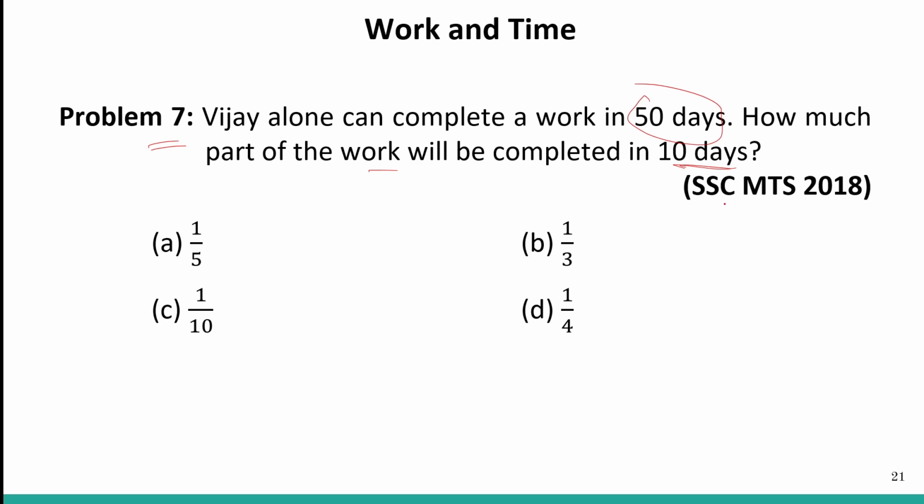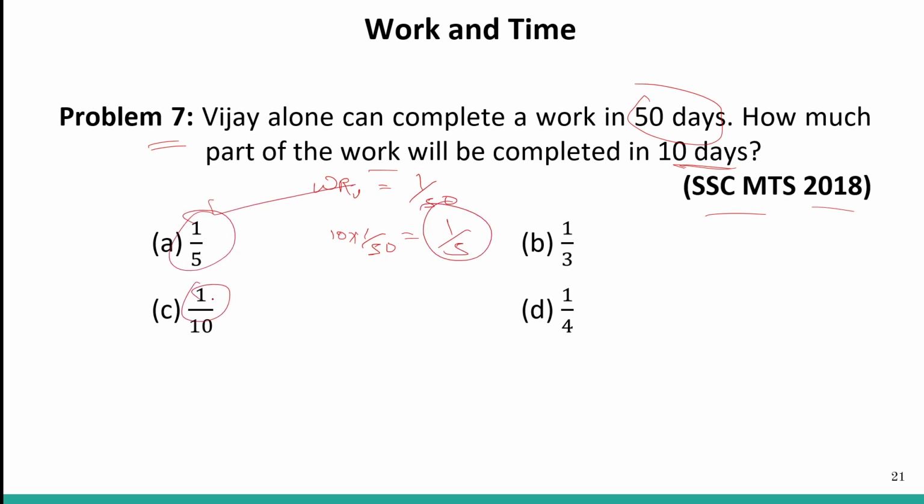So this question has been asked in the SSC MTS 2018 paper. Let's see the step-by-step solution. Vijay alone can complete the work in 50 days, so the work rate of Vijay is equal to 1 by 50, because he can complete the work in 50 days. How much part of the whole work will be completed in 10 days? In 10 days, he will complete 10 into 1 by 50, because in 1 day he completes 1 by 50. That is equal to 1 by 5.